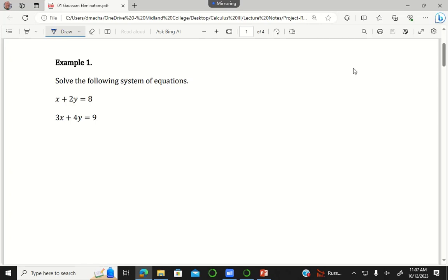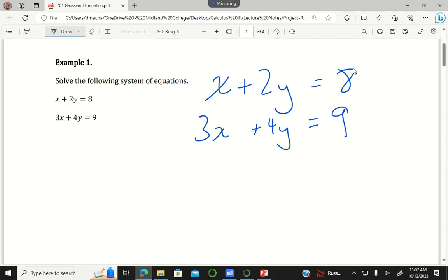If we had the following system of equations, x plus 2y equals 8, and 3x plus 4y equals 9, we've got two equations and two unknowns. And we say that these are linear equations because there's no x squared, there's no y squared, there's no x times y, and there's no sine or cosine or e to the x or anything like that. So these are linear equations. And if you have two linear equations with two unknowns, it's pretty easy to solve.